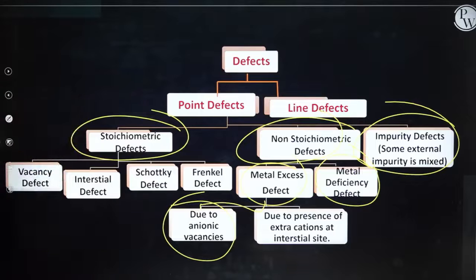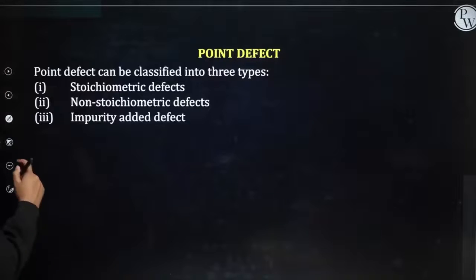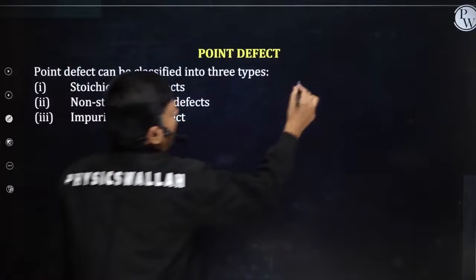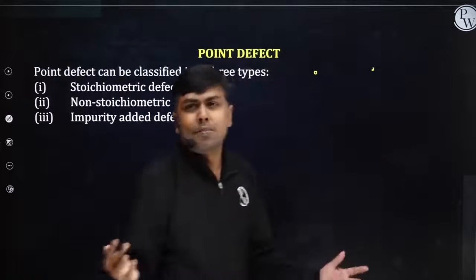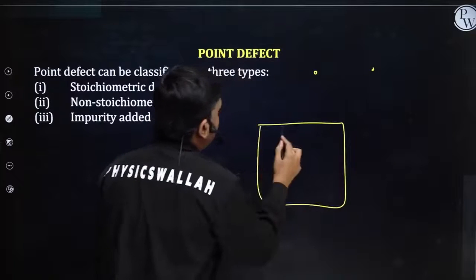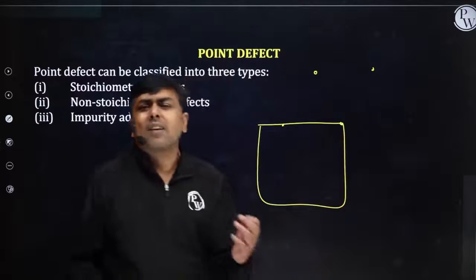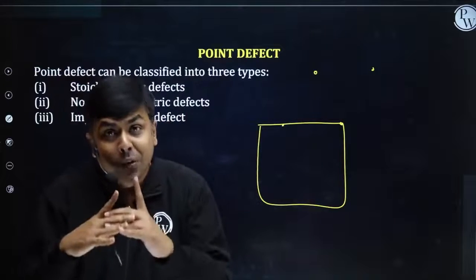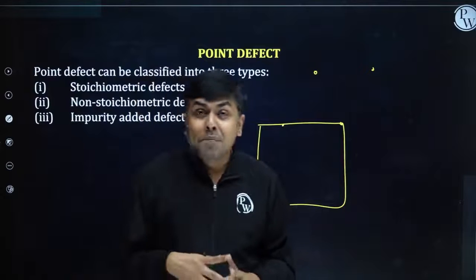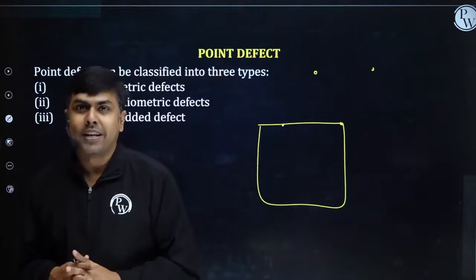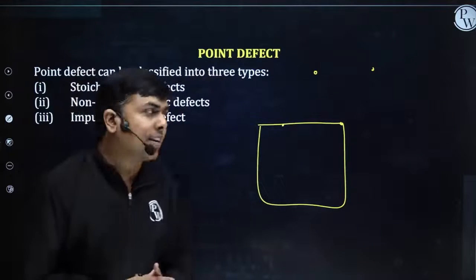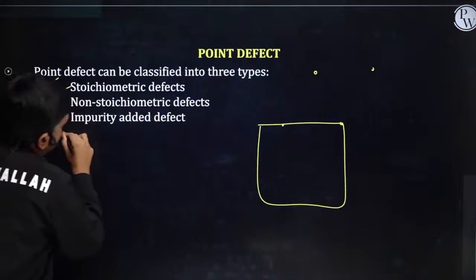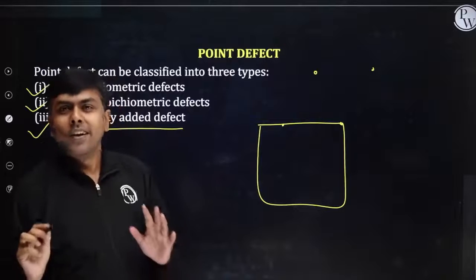Let's move ahead. Point defect. Student, already discussed, this point defect is mainly observed at certain lattice points. It is visible in crystalline solids. Some defect is generated at one of the lattice sites. So in that particular case, student, we are going to have point defects. And point defects are mainly of three types. First, stoichiometric defect. Second one, non-stoichiometric defect. And third one, impurity added defect.